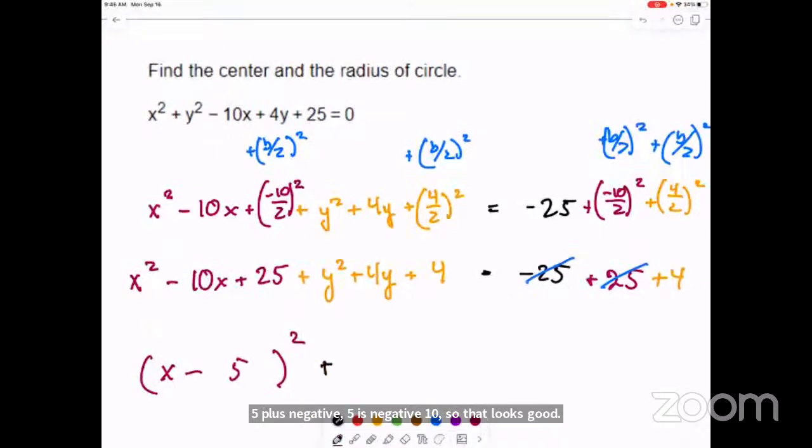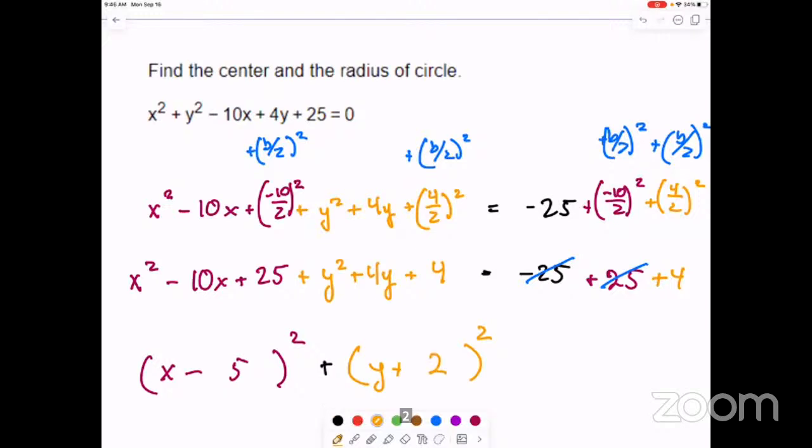Got a y plus 2 squared, right? Because 2 times 2 is 4, and 2 plus 2 is 4. Okay. And on the right-hand side, the only thing that persists is that 4. So we usually want to write that as something squared. So that's going to be what? 2 squared. Now we got it into that form.